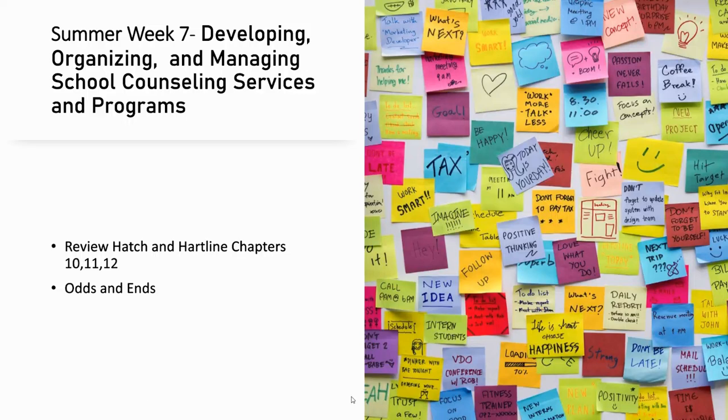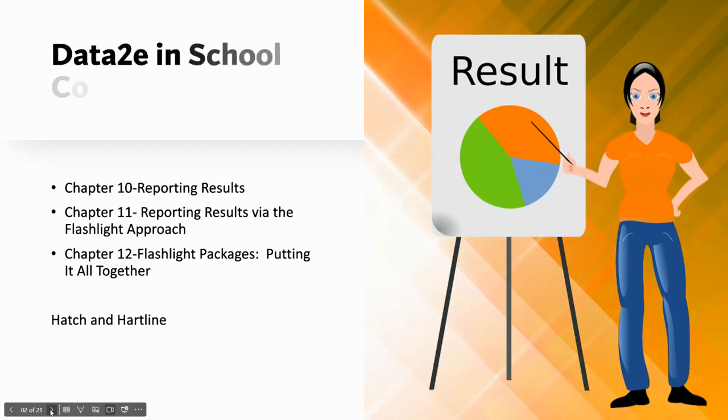We have gone through almost every chapter of the Hatch and Hartline book. We didn't spend a lot of time on pre-test and post-test, which I think is chapter 7. These chapters we're going to go over quickly because there is a lot of good information in there, and there are so many good templates that you can always use when you're looking to share results. So chapter 10 is reporting results. Chapter 11 is reporting results via the flashlight approach. And chapter 12 is the flashlight packages, putting it all together.